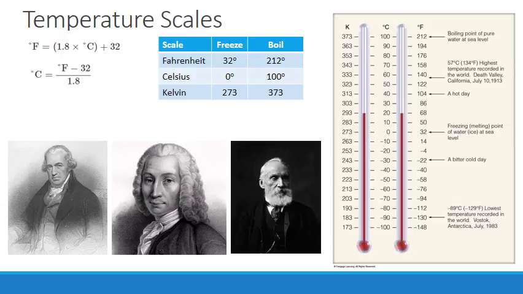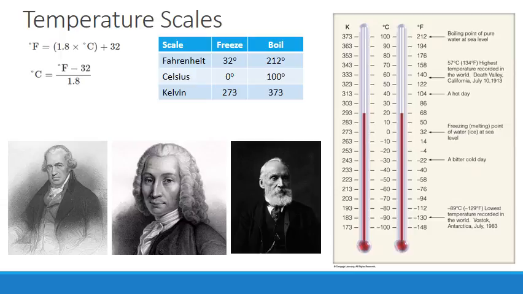There are 100 degrees separating the melting point of ice and the boiling point of water, but on the Kelvin scale, the ice point is set at 273 K, and the steam point is 373 K. That's because the 0 point represents the temperature at which all molecular motion is presumed to stop. That's the absolute zero number that I was referring to. So no molecular vibration, at least theoretically, at 0 K.